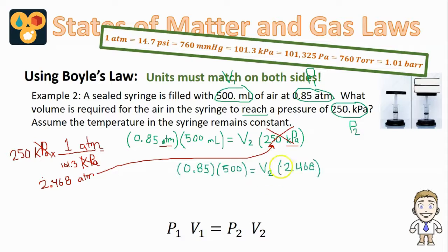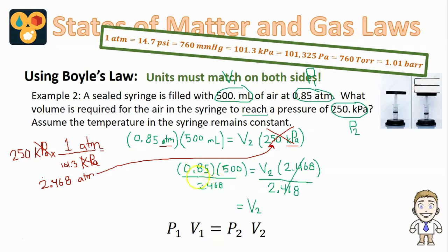So here's how it looks with the 2.468 substituted in for 250 kPa. From here, I can go ahead with the algebra, simplify this down to get V2 all by itself on one side of the equation. I'm going to do that by dividing both sides of this equation by the 2.468. That'll cancel it off here, and then I just have to do the same thing on the other side, divide by 2.468. When I'm all done, V2 will be all by itself on one side of the equation.